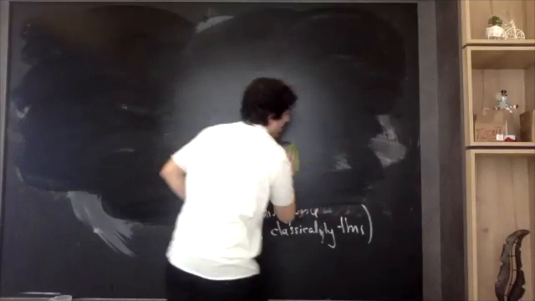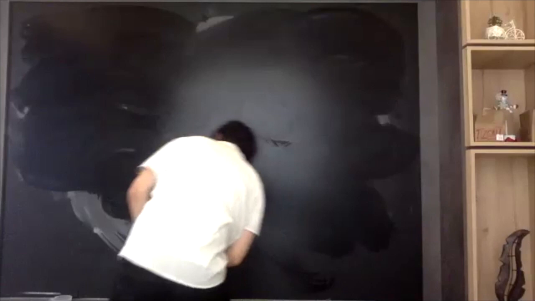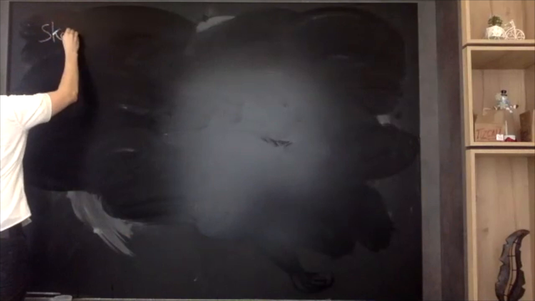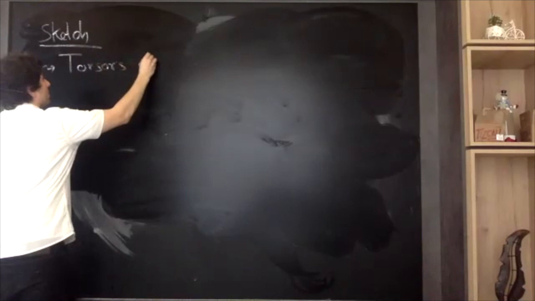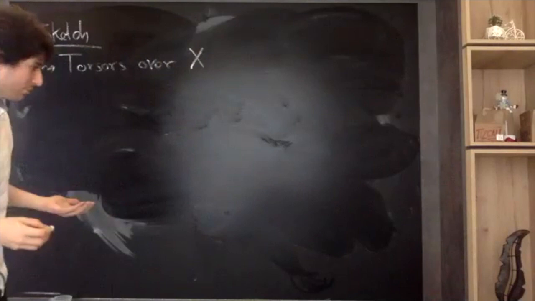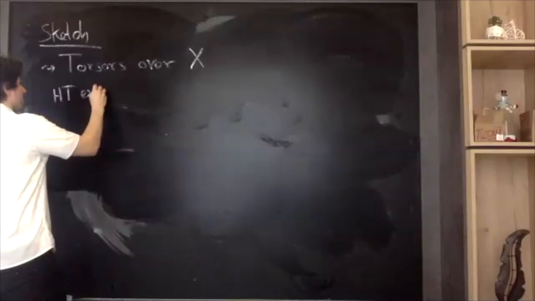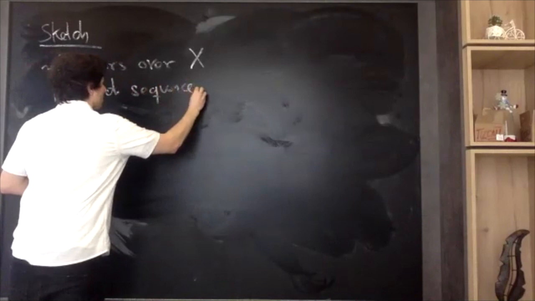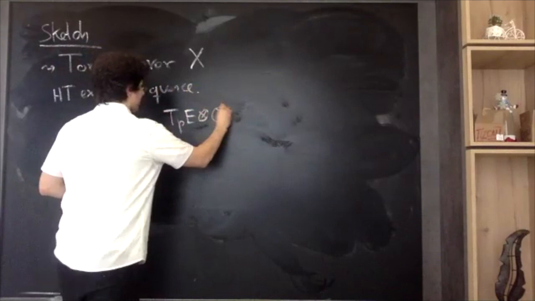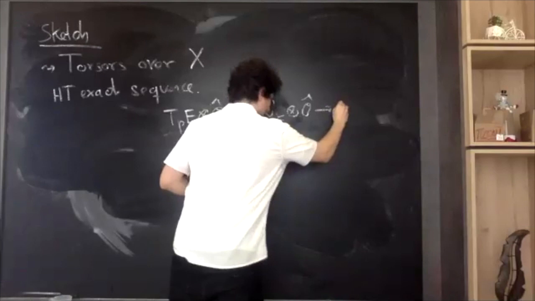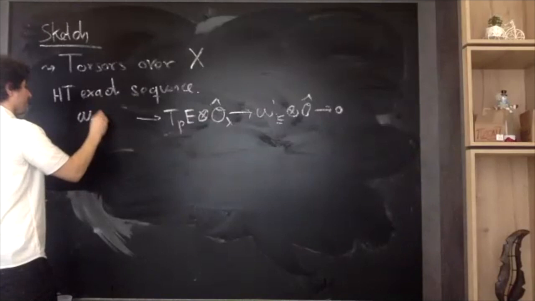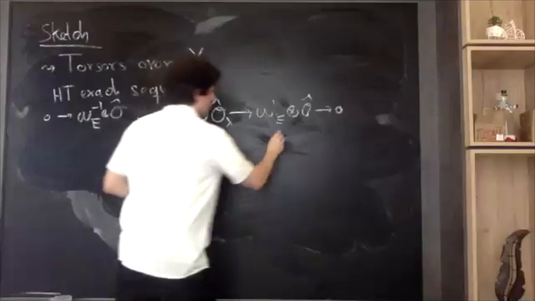Sketch. So first, we will define two torsors. Over X, the modular curve, we have the Hodge-Tate exact sequence. This, in terms of sheaves on the pro-étale site, can be written in this way, which is the one defining the period map. Omega E minus one, where this OX is the completion.